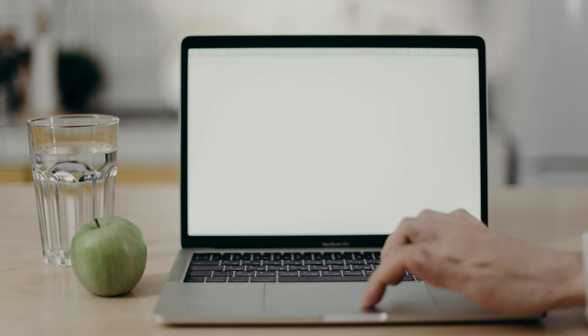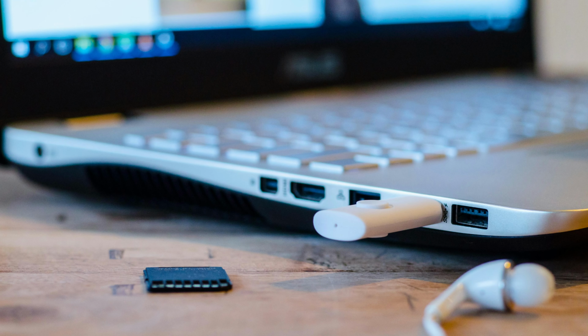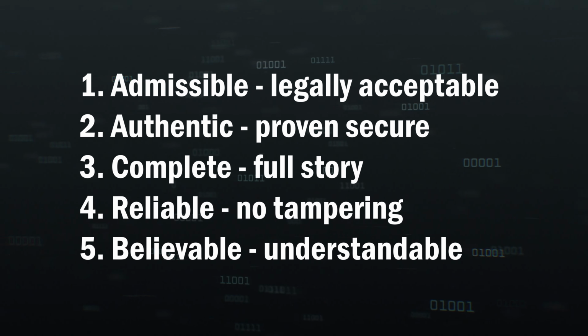In fact, the very first thing you do when walking up to a compromised machine isn't touching the keyboard. It is taking out your phone and photographing the screen to show exactly what was open, and photographing the back of the PC to document exactly which USBs and cables were plugged in. To make evidence legally valid, it must be admissible, authentic, complete, reliable, and believable.